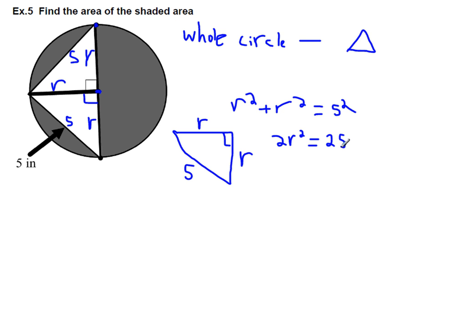25. I would then divide both of these by 2, so that way r squared is just by itself. 25 divided by 2 is 12.5. And then take the square root of both sides. You can see this is not going to work out evenly. And the square root of 12.5, if I enter that in, I get approximately 3.5.